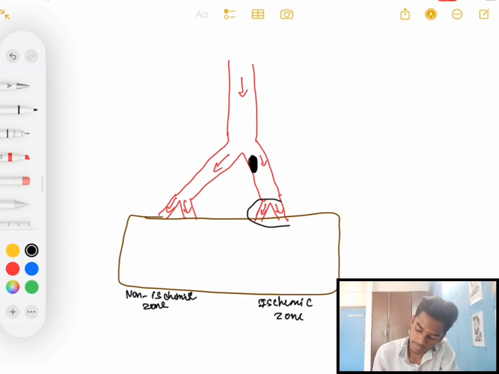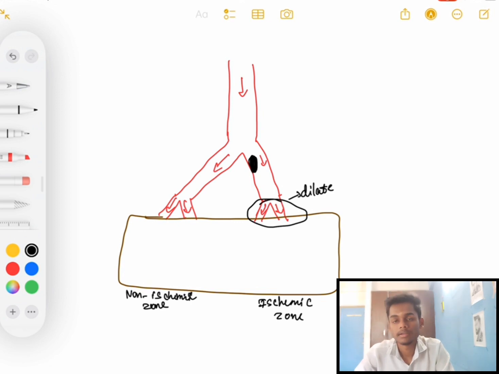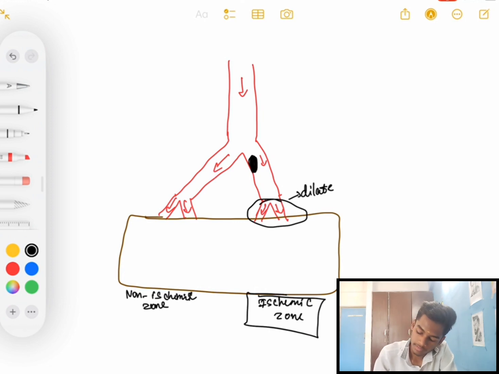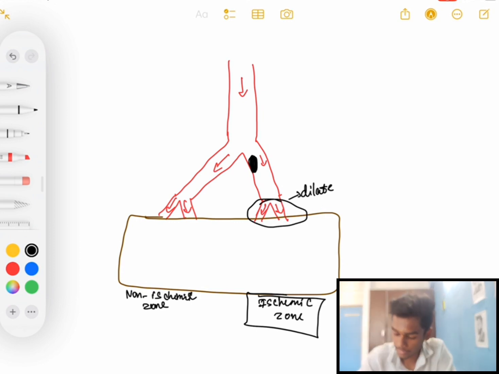Now what happens? These resistance vessels are autoregulatory. These resistance vessels will dilate. Due to this dilation, there is increased blood flow to this ischemic zone. This is normal. This happens in our body when there is ischemia. These autoregulatory resistant vessels will dilate and increase the blood flow to this ischemic zone.